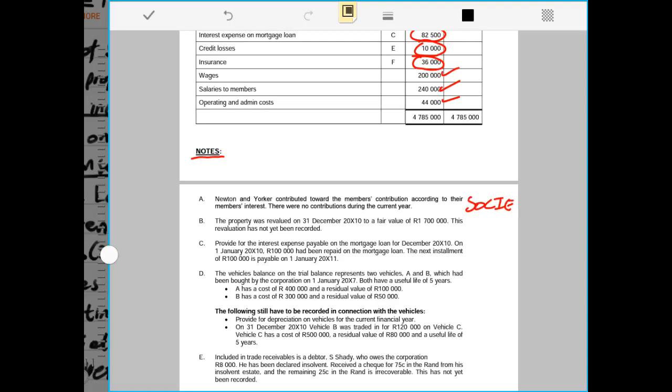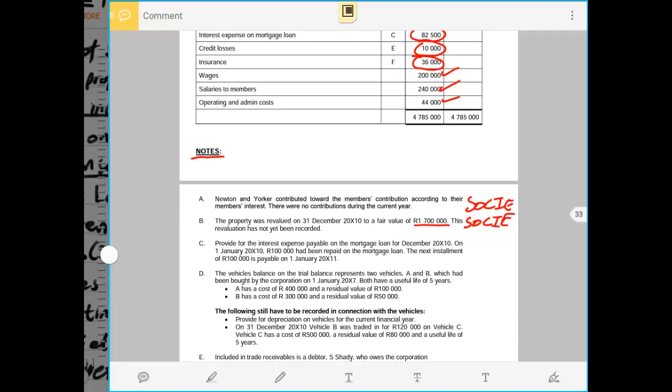Number B says property was revalued on the 31st of December 2010 to a fair value of 1,700,000 rands. This revaluation has not yet been recorded. That will also affect the statement of changes in equity. It does not affect the income statement at your first year level. However, you will do that at second year level where you consider revaluation in your income statement.